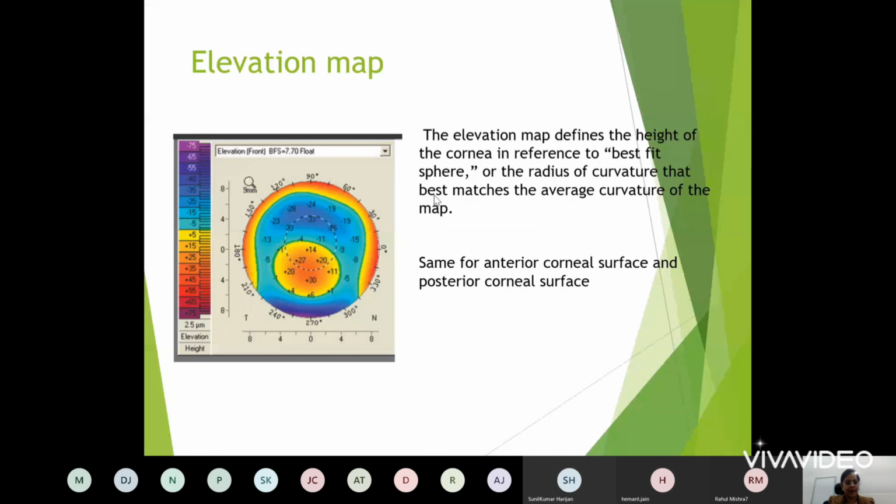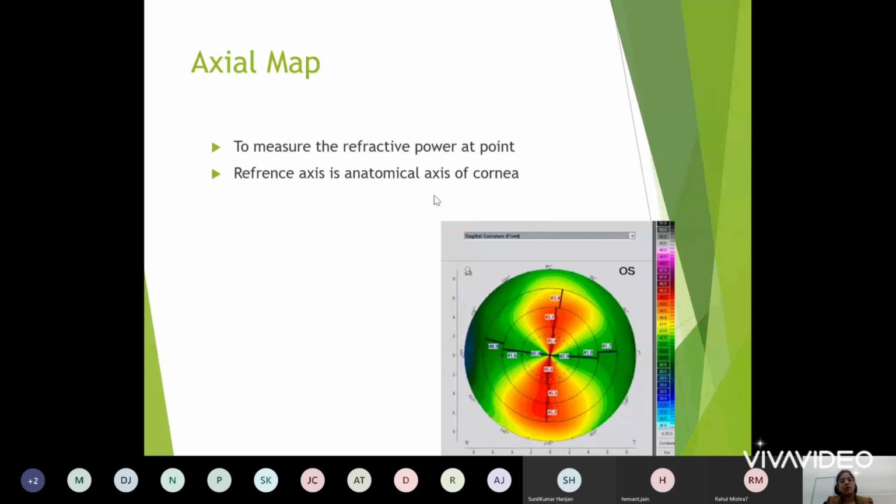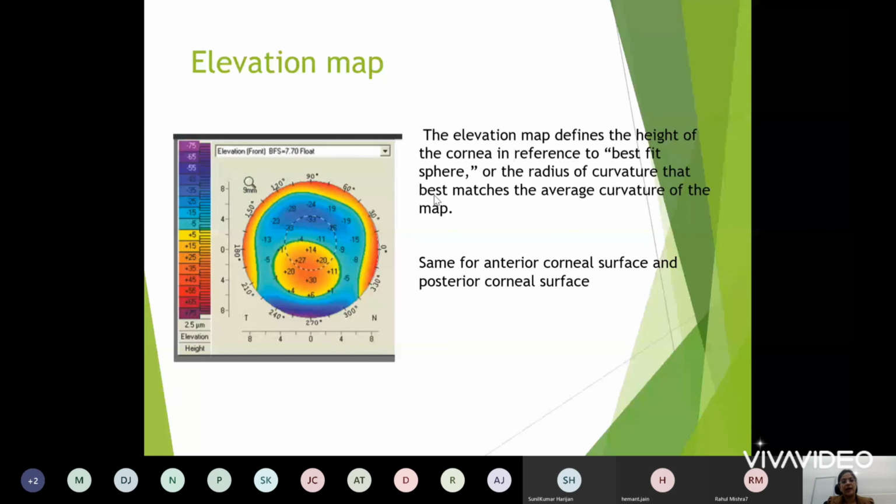Coming to the elevation map. The elevation map defines the height of the cornea in reference to the best fit sphere, or the radius of curvature that best matches the average curvature of the map. The elevation is the same for the anterior and the posterior map. It gives us the data by reconstructing the actual curvature measurements via algorithms. Greater than 12 microns on the anterior float or greater than 15 to 17 microns on the posterior elevation map is a high risk. That should be suspicious, and we should not go ahead, or wait for 6 months, repeat the test and then go ahead with the ablation if at all we want to.